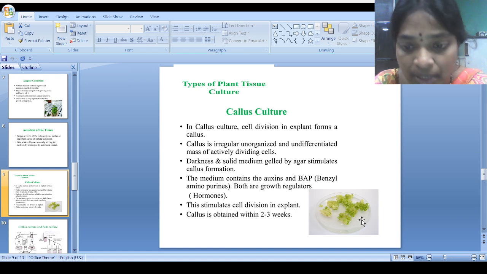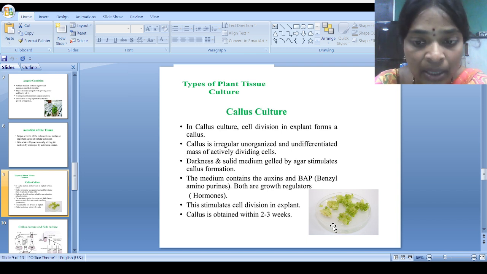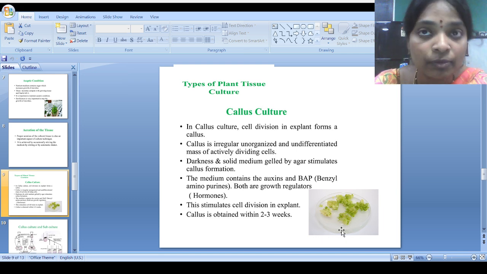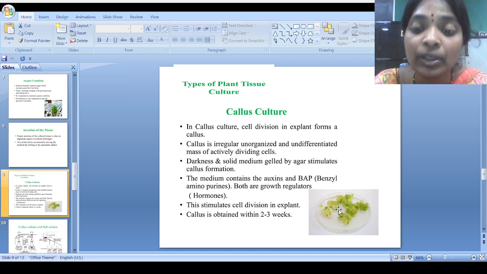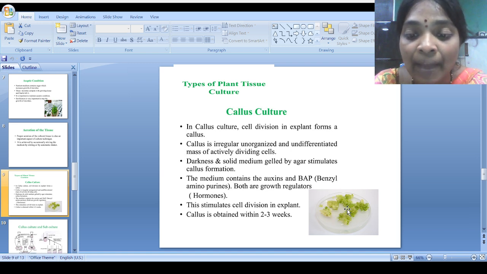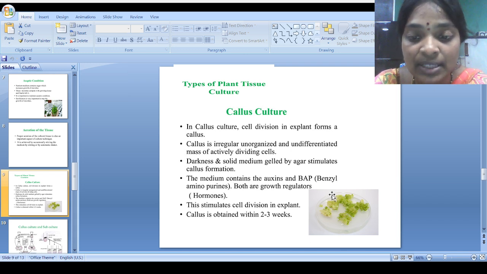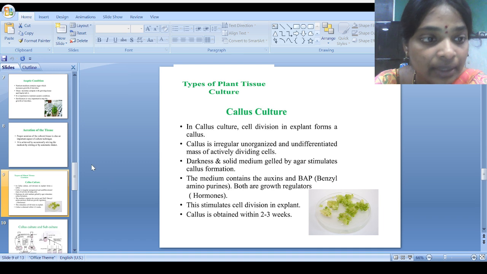It is light green in color, yellowish in color. Sometimes it is also dark brown in color. After 4 to 5 weeks or 7 weeks, they can slightly have apical growth like shoot and root formations. Before that, you can't identify the structure. You can't differentiate this structure. This is called callus. The image of callus is like this, right?